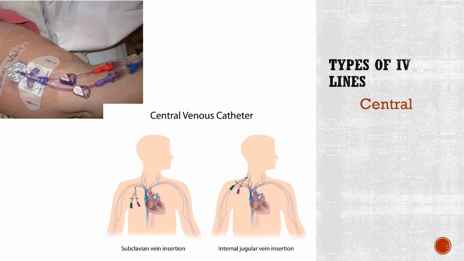There are two types of IV lines. The first type is a central IV line. These are inserted in a vein and go directly to the heart. The photo in the top left corner is a PICC line. It is inserted into the arm and goes directly to the heart. The photo to the bottom right has a subclavian vein and an internal vein insertion point, which is in the front of the chest or in the neck. And again, central lines go directly to the heart.